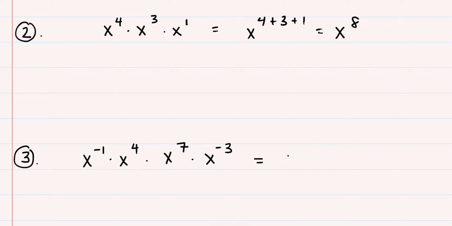Okay, let's keep going. This is going to be x to the negative 1 plus 4 plus 7 plus a negative 3, which is x to the, well, this is 3 plus 7 plus negative 3. These 3's cancel. We get x to the 7th.